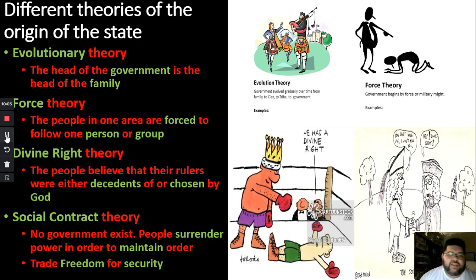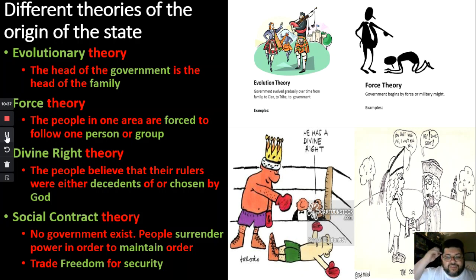Okay. The next one is force theory. So basically, just like it says, whoever's in charge is forcing people to follow them, obey them, either by physical abuse, threats against them, their family, things like that. You know, or it's a group of people making other people do it. Doesn't have to be necessarily just one person. It could be a whole group forcing other people to do what they want.